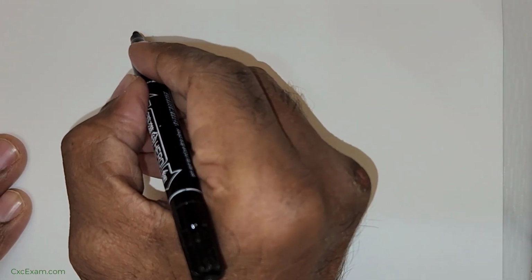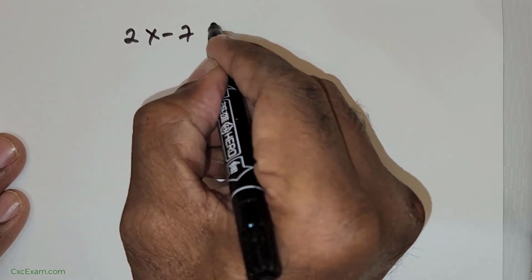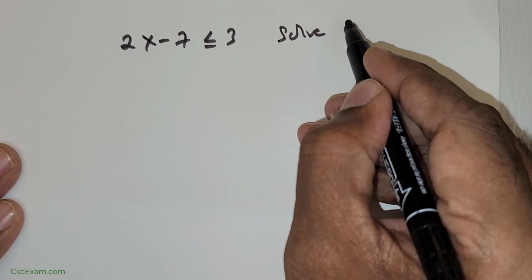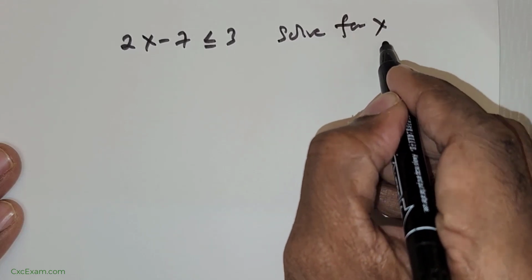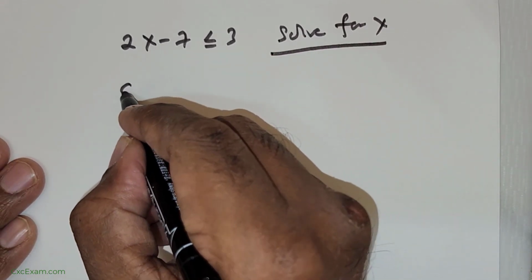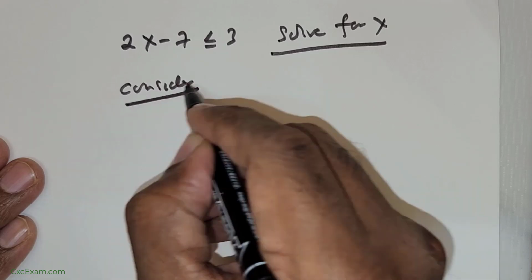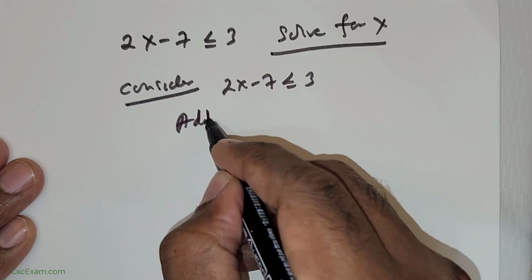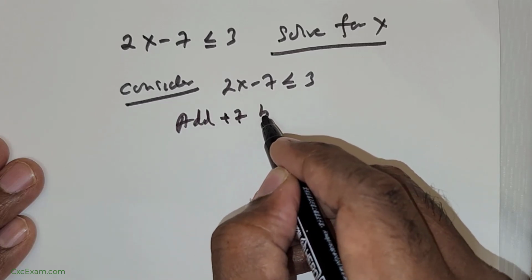Now we have this question, 2x minus 7 less than or equal to 3. We are expected to solve for x. So how do we do that? Foremost, let me consider 2x minus 7 less than or equal to 3. Then we add positive 7 both sides.